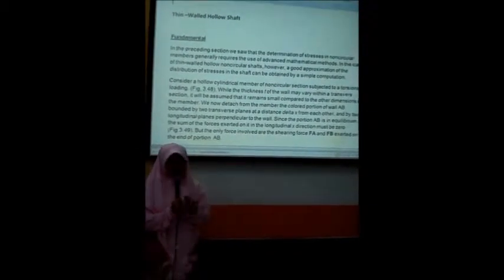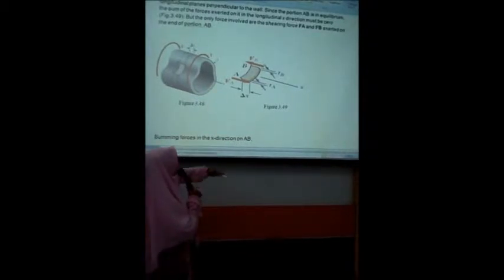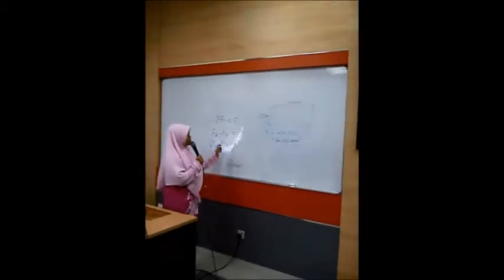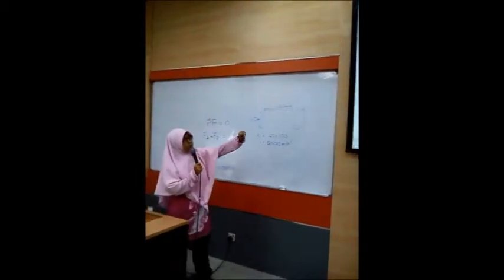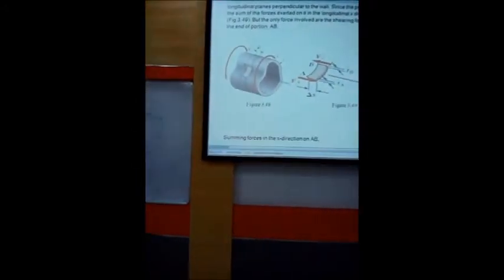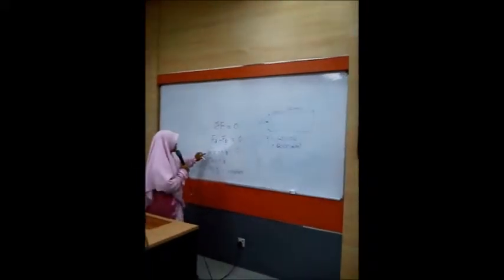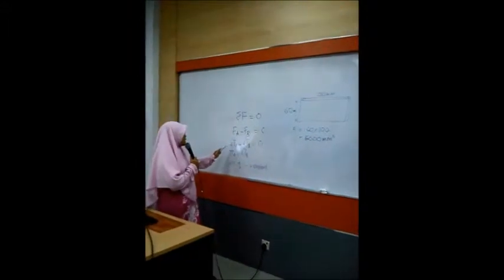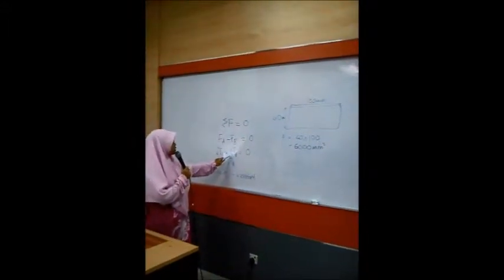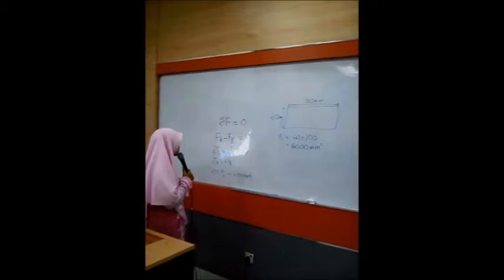I want to explain how to get the formula to calculate the shear stress of a thin wall hollow shaft. For example, we take this figure. Okay, we take a small segment from this figure and we have summation of F equal to 0. FA minus FB. Minus FB because it is opposite FA. So F we replace with the T and shear A. TA shear A minus TB shear B equal to 0.